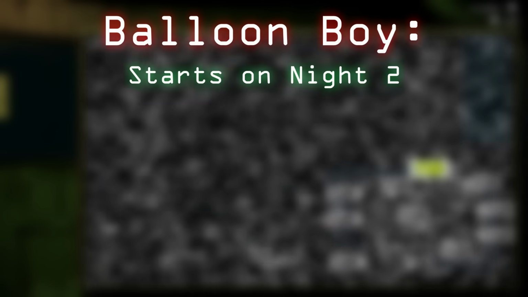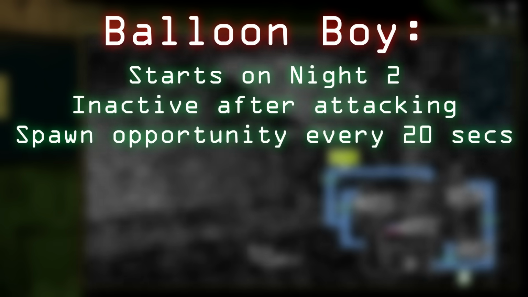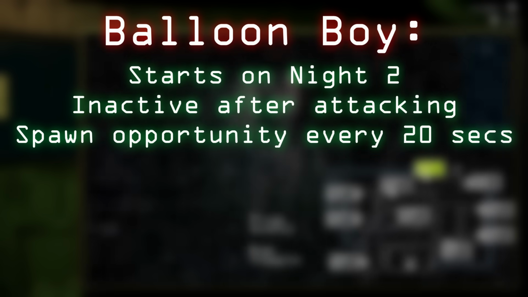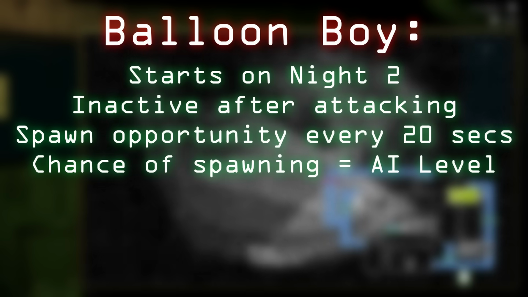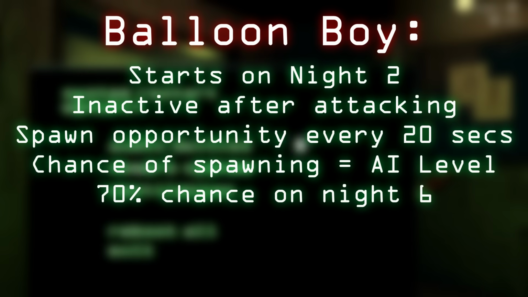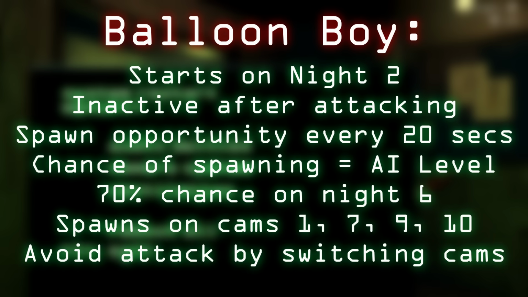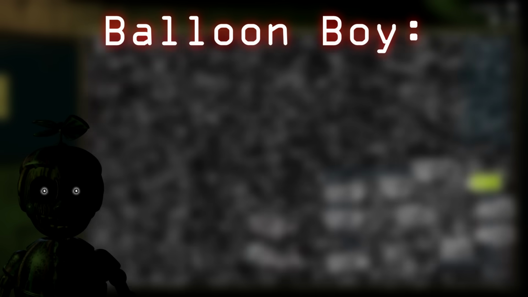Note that Balloon Boy and all the other phantom animatronics become inactive after jumpscaring you once. Every 20 seconds when you don't have your camera monitor up, Balloon Boy gets a spawn opportunity. His chance of spawning depends on Springtrap's AI level, which can only go up to 10. The highest AI level used in the game is 7, so in the worst case, Balloon Boy has a 70% chance of spawning. Once he spawns, he will appear on cameras 1, 7, 9, and 10. The only way to avoid his jump scares is to open his camera and quickly switch to a different one, or just close the camera monitor. However, the amount of time you get to do so depends on your night number.